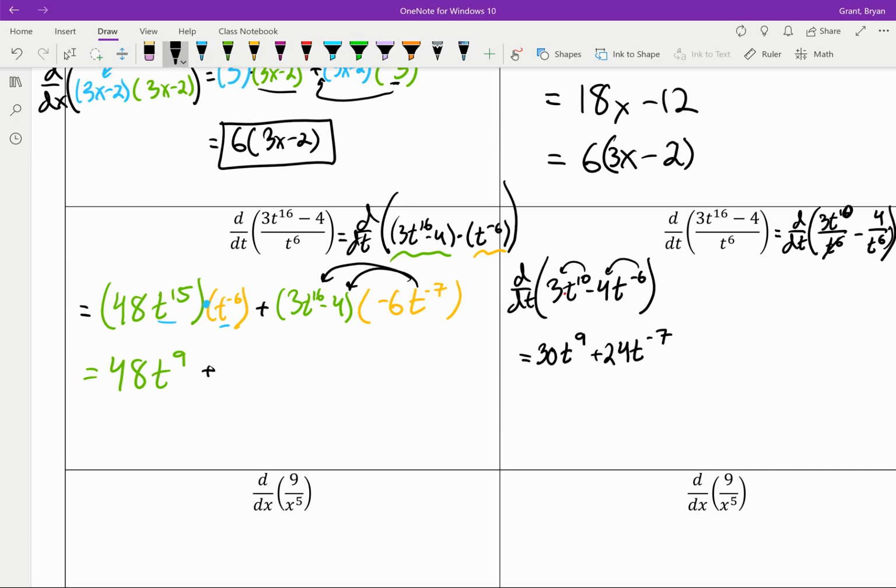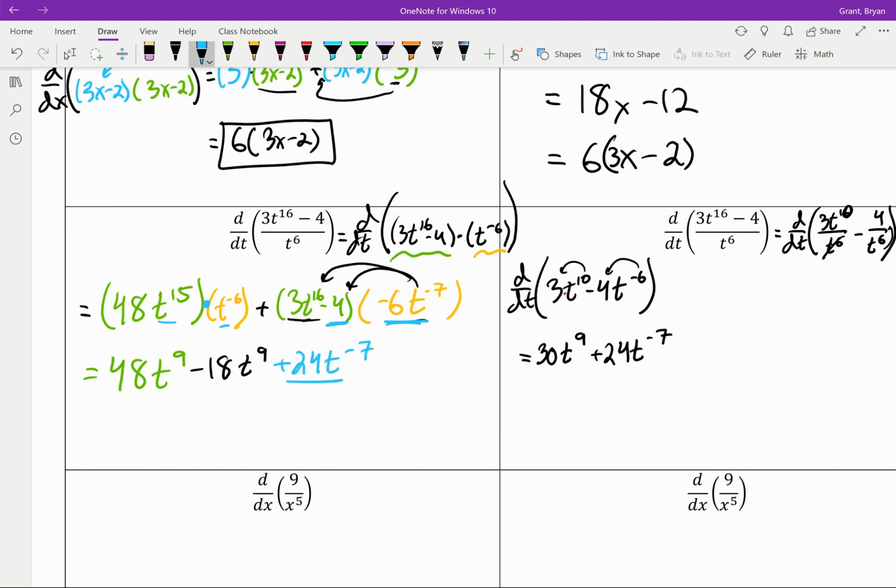And then I'm probably going to go through and distribute this over here. Let's see what happens. So same base again. 16 minus 7. Oh, that's also 9. That's exciting. And there's a 3 in here that's going to multiply by negative 6. So I think that's going to be negative 18t to the 9th. And then last but not least, we have this negative 4 times negative 6t to the negative 7th. That's plus 24t to the negative 7th.